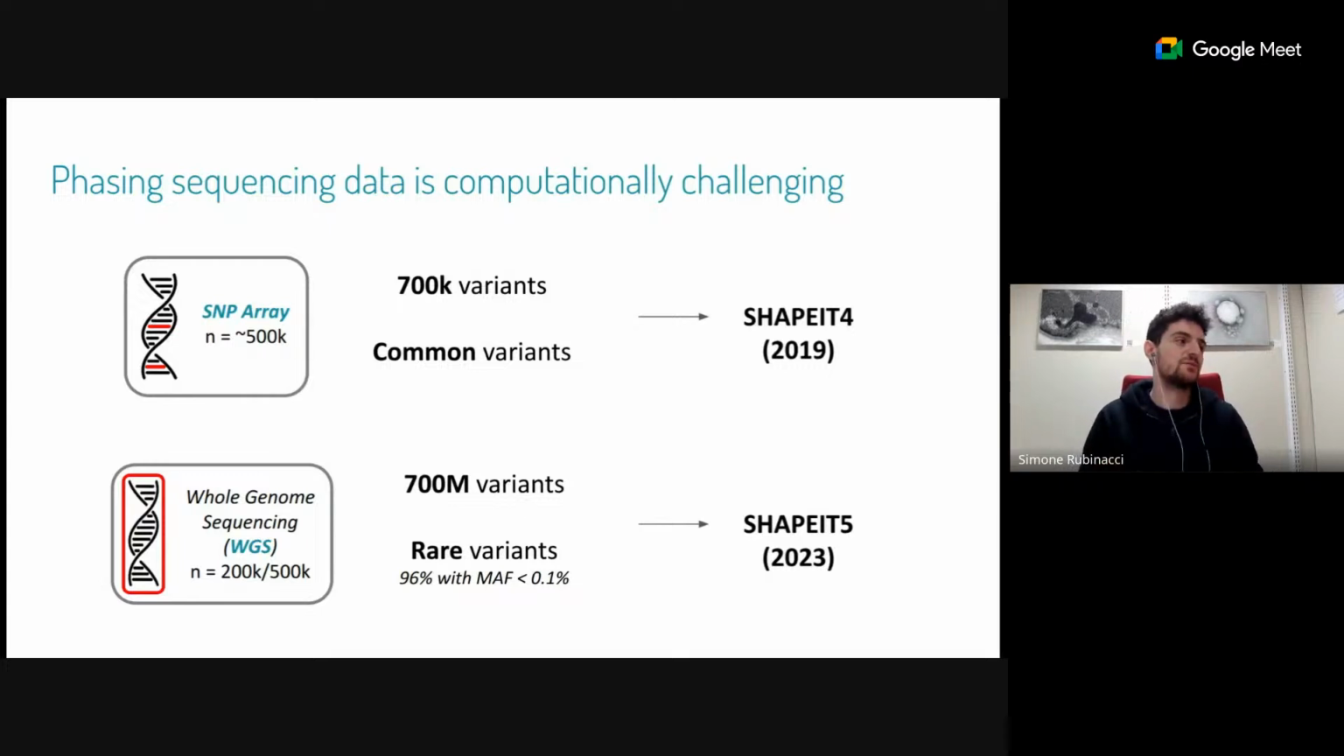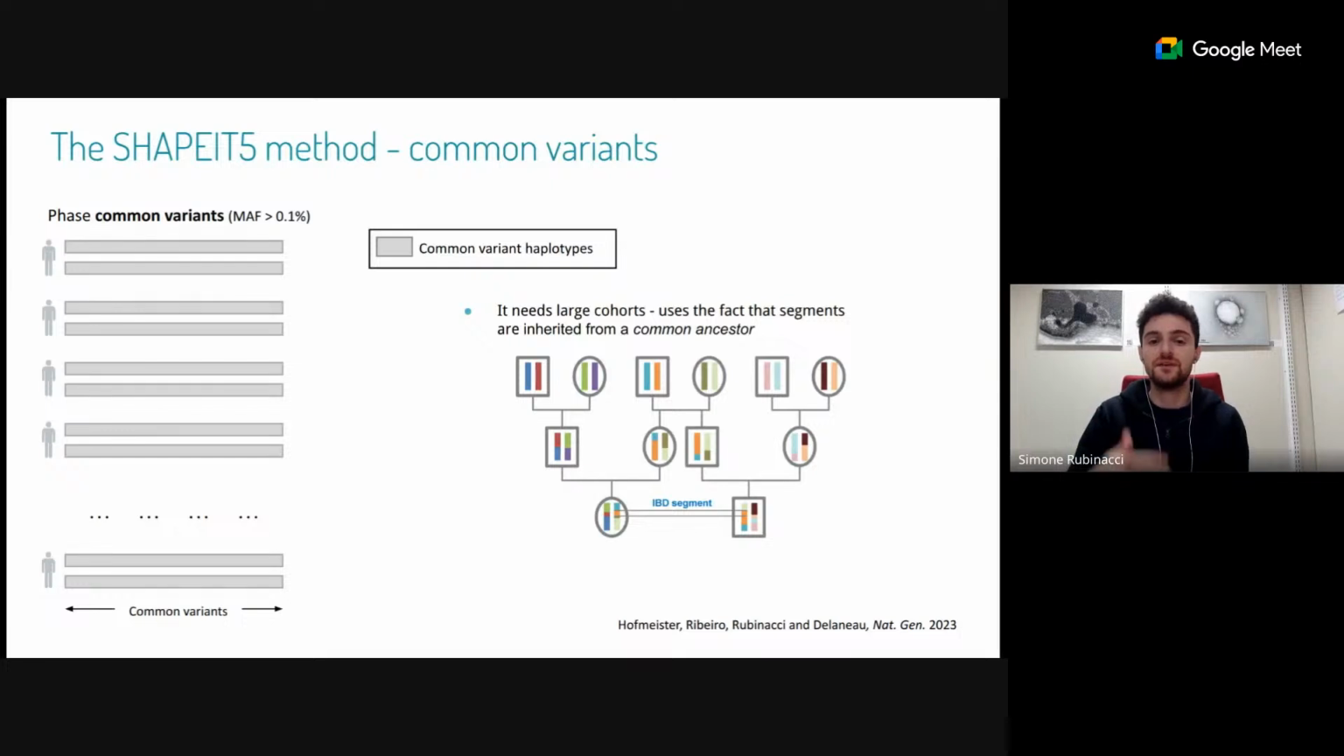So for these reasons, we had to develop new tools to phase whole genome sequencing data, and we call it ShapeIt5, as it extends the tool for SNP array data called ShapeIt4. And the idea behind ShapeIt5 is fairly simple. First, we phase common variants using a standard approach, essentially the ShapeIt4 approach, something that, as I mentioned, works very well and is very well established.